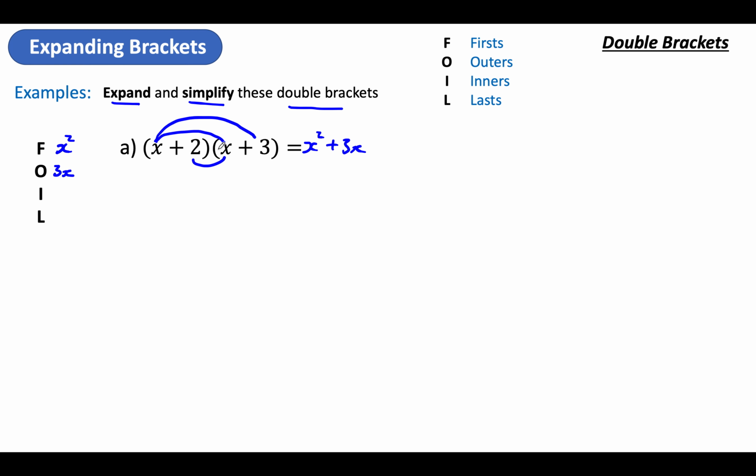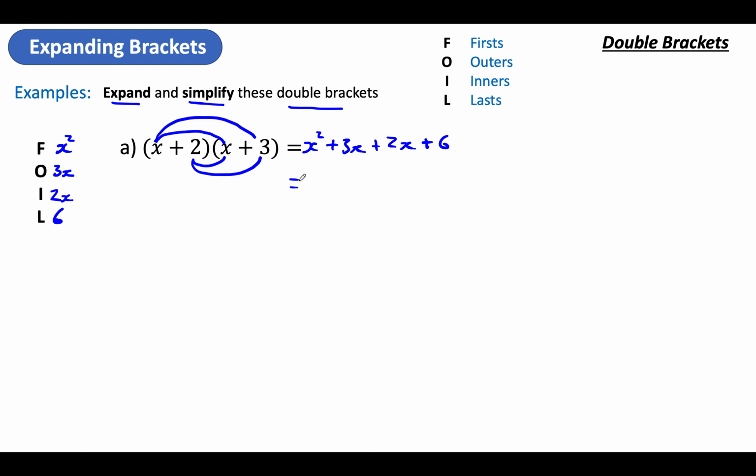That's the two things closest together. So that would be 2x. And that's a positive 2x, so let's just put 2x up there. And then last, the last thing in each bracket is the thing right on the right-hand side. So the 2 times by the 3, which is 6, which again is positive. So I just put positive 6, right?